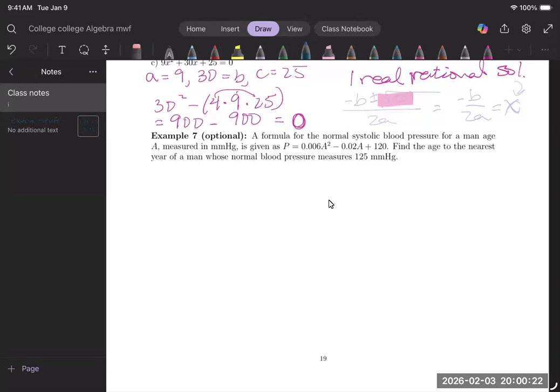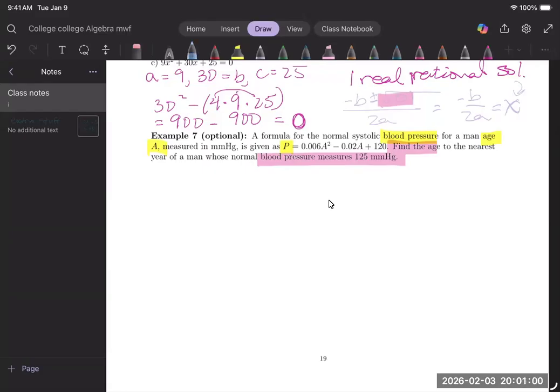But anyways, what are we looking for? If we're told the blood pressure is 125, does that go in for A or P? That goes in for P, because P, the systolic blood pressure, is here in the age A. So we're trying to find the age. Find the age. So we are trying to find A.